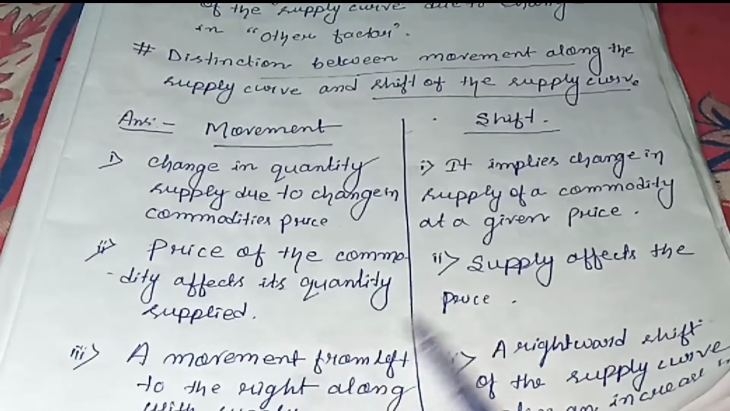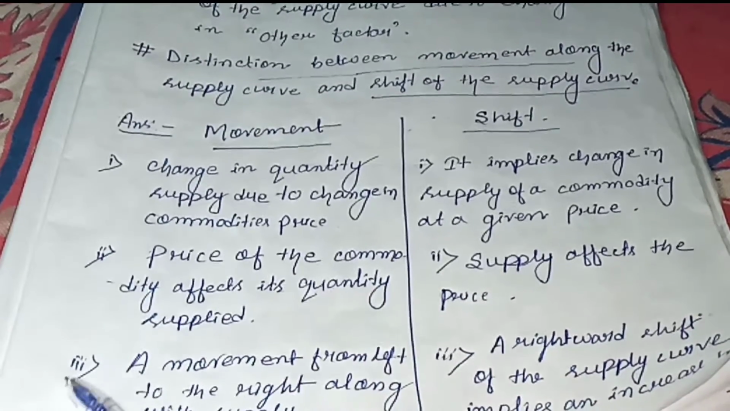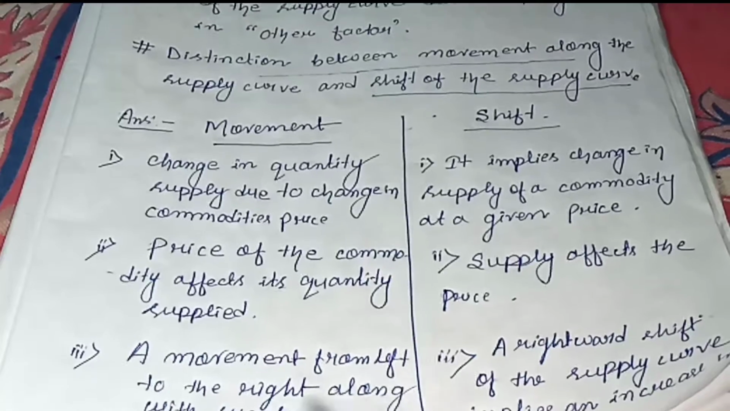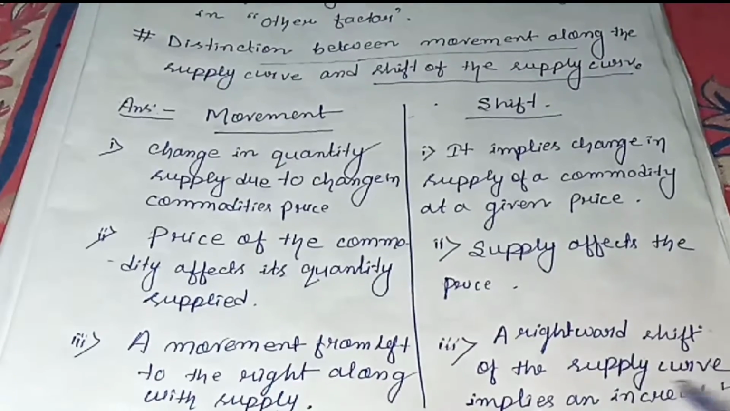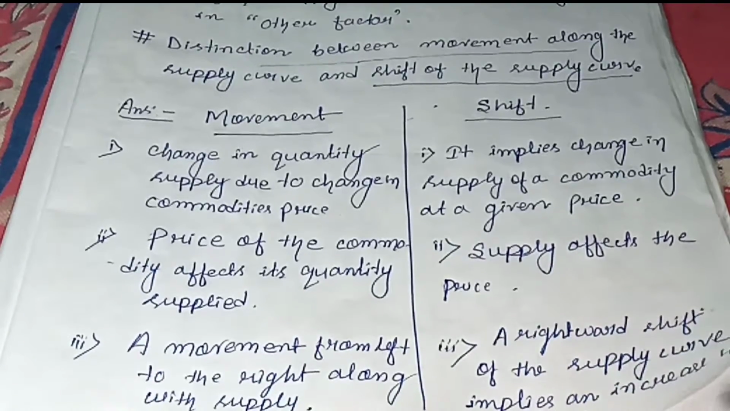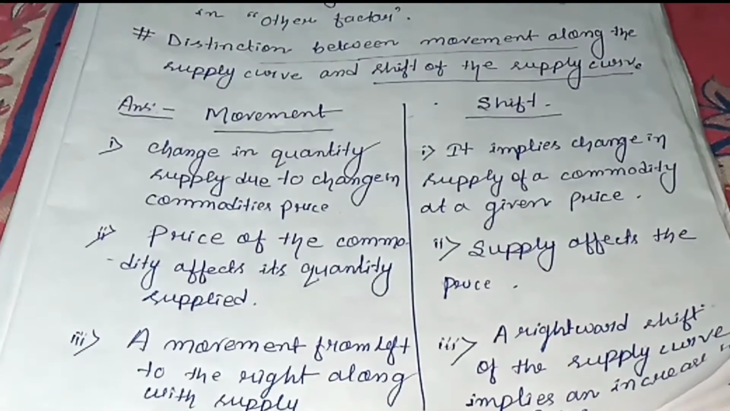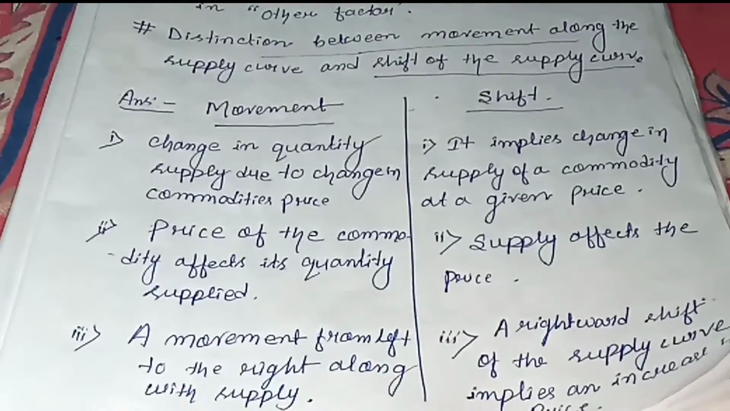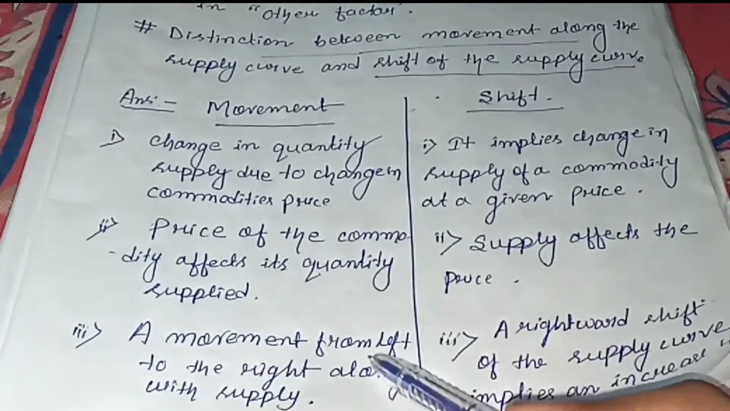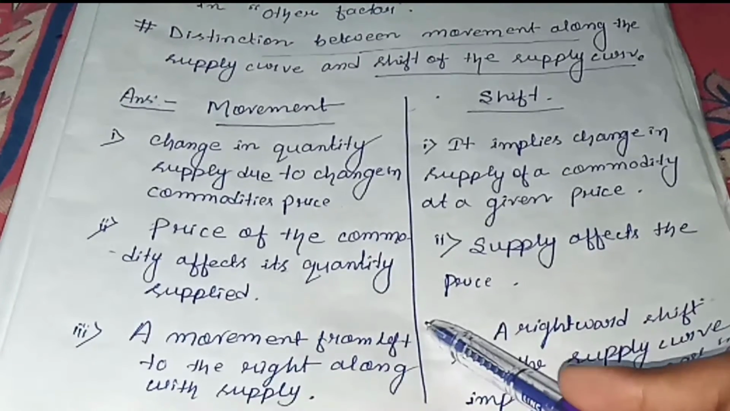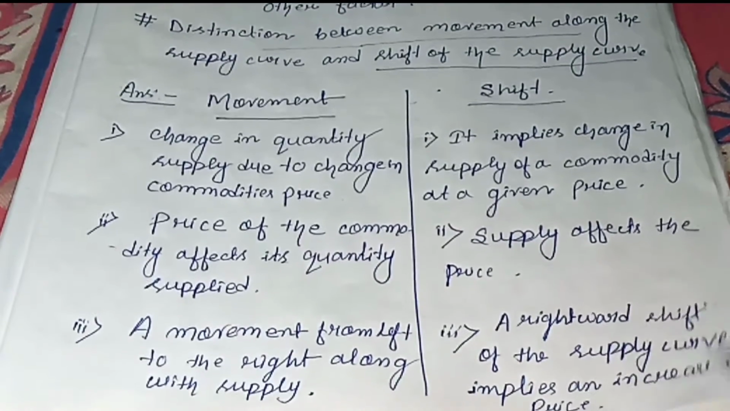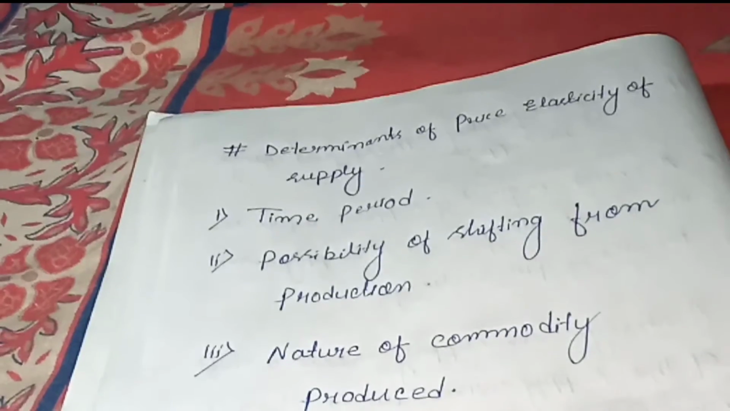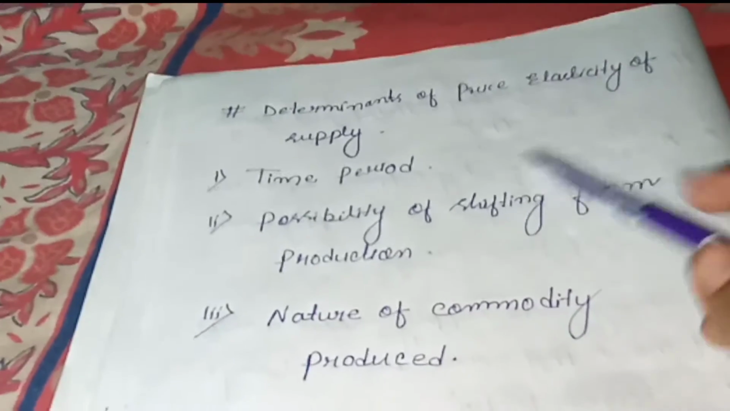The third point is a movement from left to right along the supply curve, while a rightward shift of the supply curve implies an increase in supply. Movement means expansion or contraction, and a shift in supply means increase or decrease in supply. And what are the determinants of price elasticity of supply?